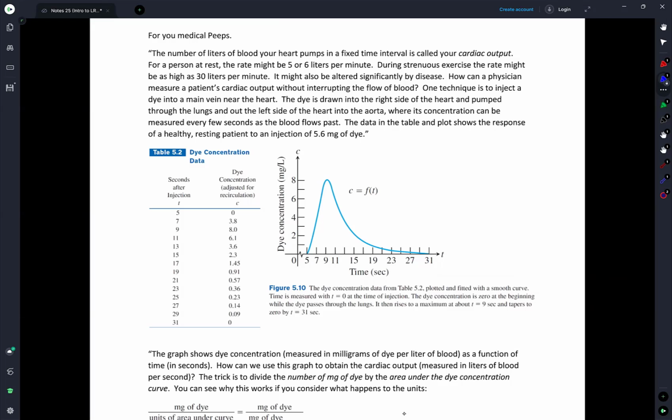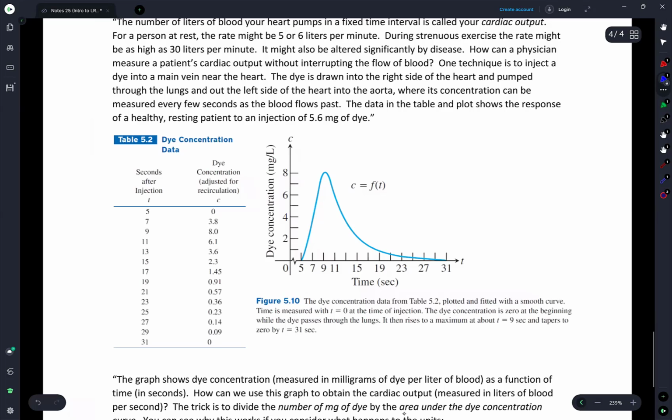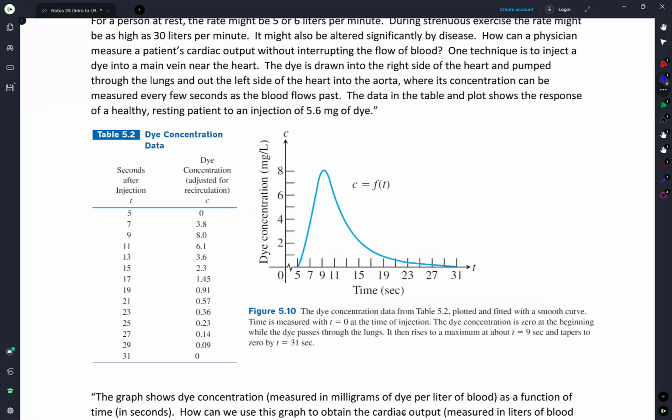So they inject a dye into the blood system, and then they measure the concentration at the aorta. And then from the concentration, they get this graph here, and if they find the area under that curve, then they find how much blood the heart has pumped. Isn't that amazing? Isn't that cool?